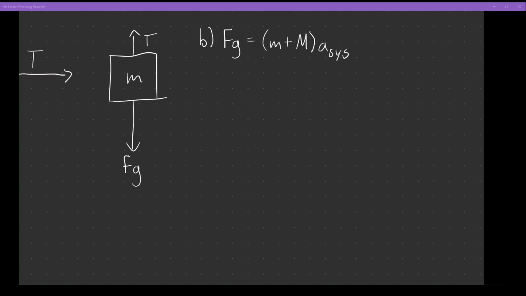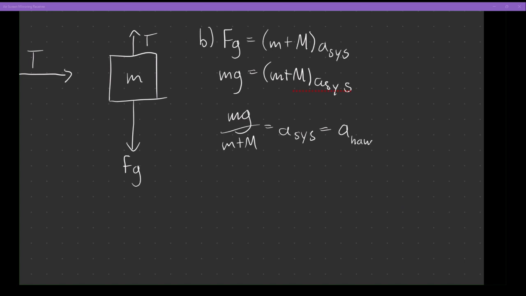So then F of G is equal to mg since it's the force acting on the small block, and then I can divide by the small m plus big M, which gives me a of the system. Since the system acts on the whole system at the same time, this is equal to the acceleration of the hanging block. That's the answer.